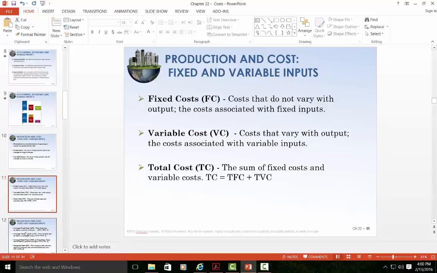All right. So you have fixed costs, costs that do not vary. This could be, say, the lease on a warehouse. It's going to be a fixed cost for a full year. Variable costs vary with output, so think of, say, labor. And then total cost would be total fixed cost plus total variable cost. That gives you your total cost.